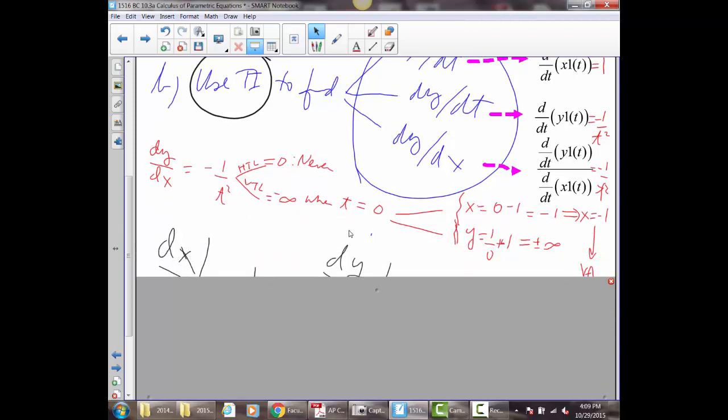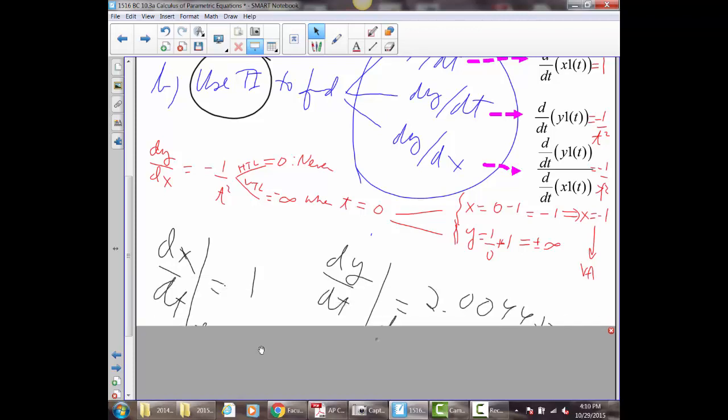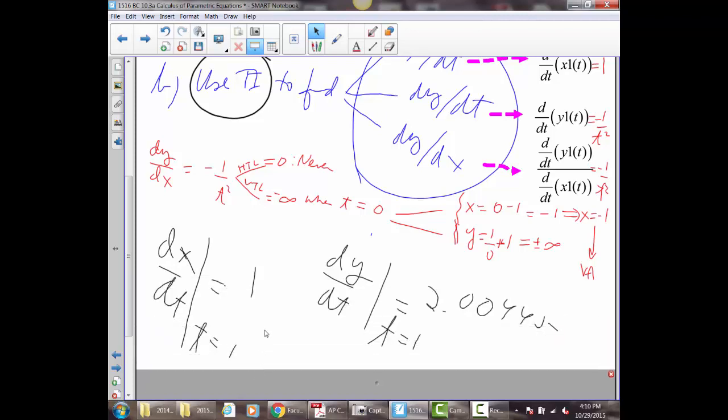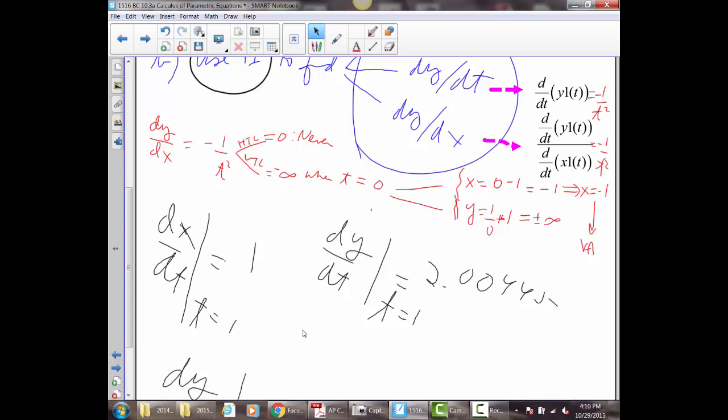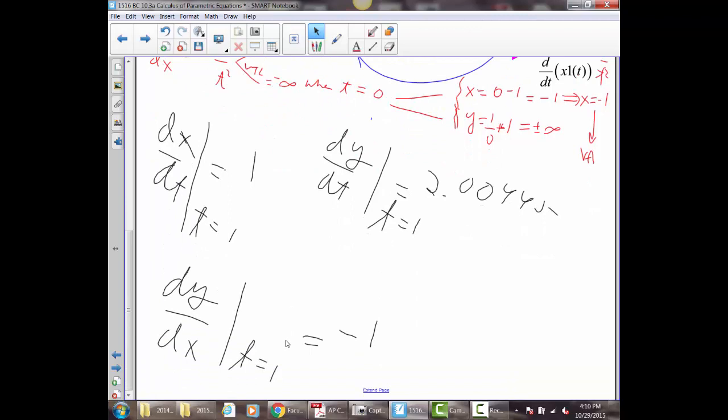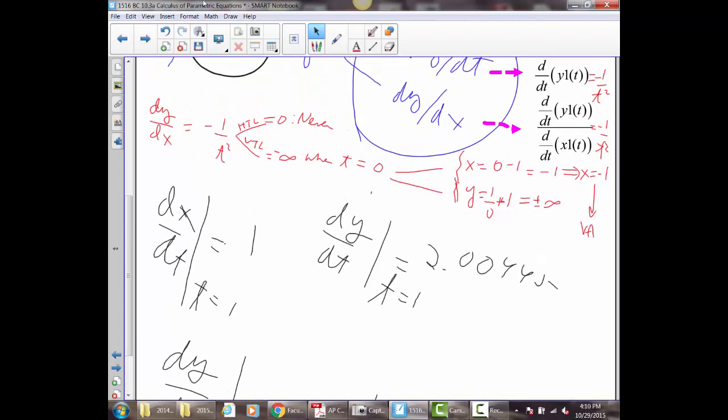If you go back in your original equations and replace the t's by 0, we know that when t equals 0, x equals 0 minus 1, which is negative 1. So we get a vertical asymptote. And when t equals 0, we get y equals 1 over 0 plus 1, which is positive infinity or negative, depending on which side 0 is approached from. So what you have is that dx/dt at t equals 1 is 1, dy/dt at t equals 1 is 0.00445, and dy/dx at t equals 1 is negative 1.